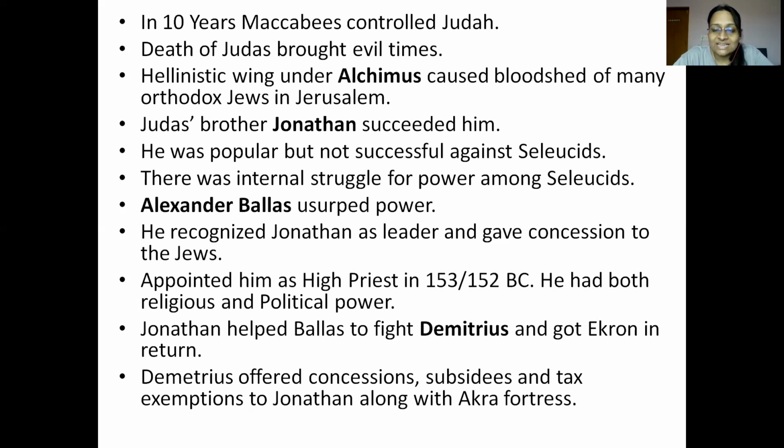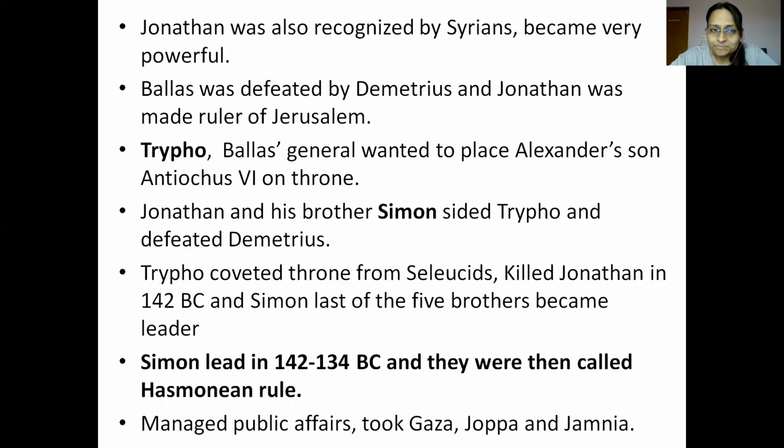Already Alexander Balas had given concessions to the Jews and had promised Ekron. Now Demetrius rises up against Balas, and he says that if Jonathan sides with Demetrius, he would get more concessions, subsidies, tax exemptions, and also the Accra fortress. Jonathan was also recognized by the Syrians, and he became very powerful. Balas was now defeated by Demetrius, and Jonathan was made the ruler of Jerusalem.